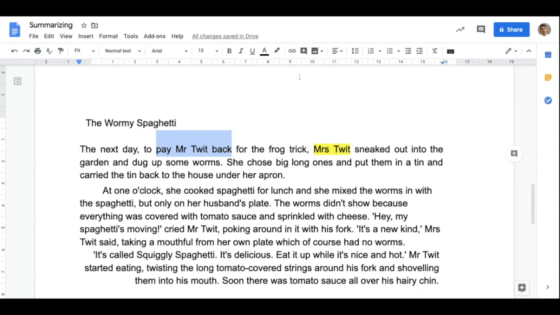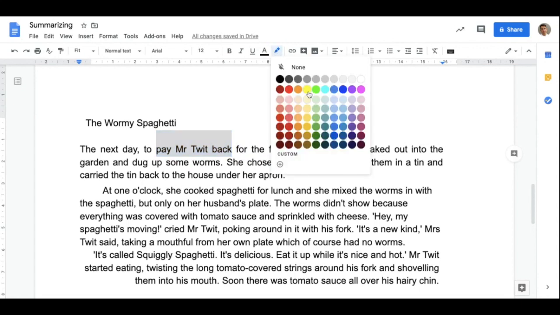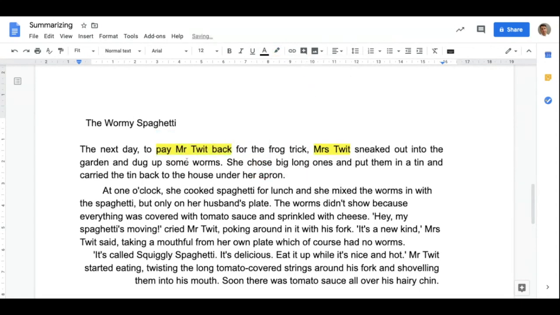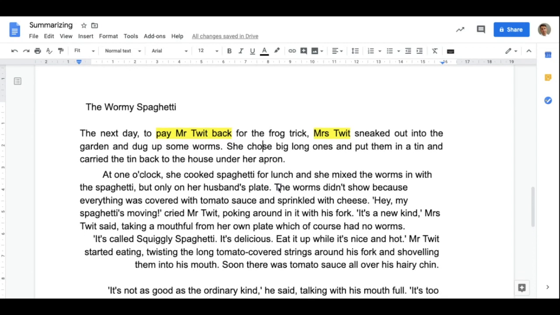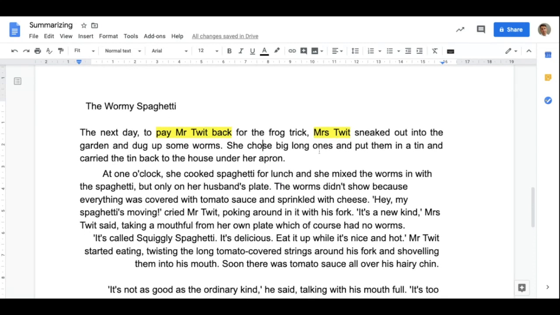Okay, so I could even make it simpler. I don't even need to use the frog trick. So the next day, to pay Mr. Twit back, Mrs. Twit sneaked out into the garden. All right, but shows us our problem that she has, and the problem in this case is quite similar to the main purpose that she has, right, of what she wanted.